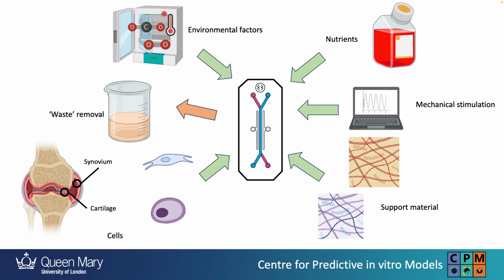Waste removal, again, it's not waste for us. We do a lot of analysis with this. And then critically, one of the ways that we think arthritis starts in the knee joint is through inflammation. So we can add in inflammatory factors here to try and mimic the onset of the disease. So that's the model that we've built together.